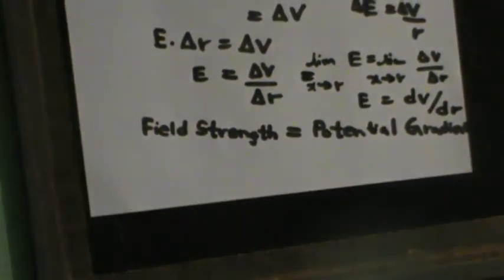But this is not so in practical situations. When the potential decreases, the value of R increases. So this can be said as delta V by delta R, and taking the limit as delta R approaches 0, E is equal to the limit of delta V by delta R, which is dV by dR.